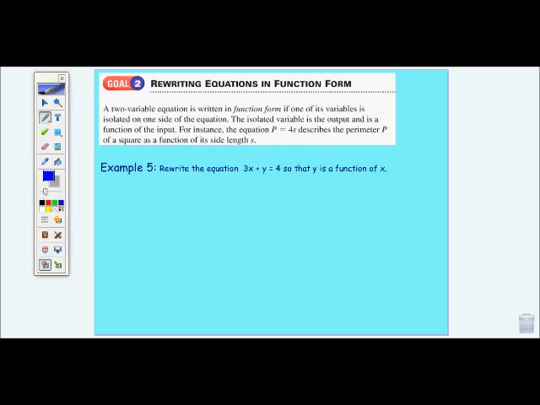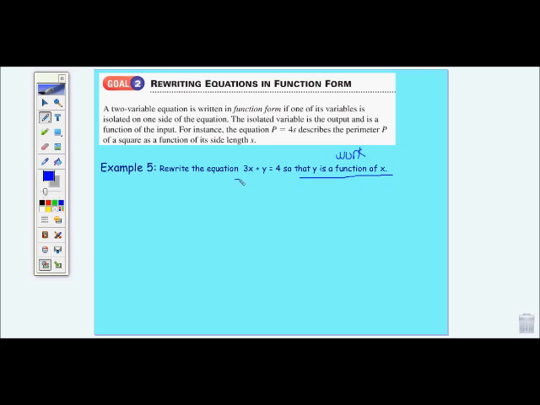Okay, moving on to the next example, we're going to rewrite in function form. So we've taken a whole bunch of formulas and rewritten them. Now we're going to rewrite some equations. To rewrite an equation in function form, it says so that y is a function of x. Function is another word for work. So the work of x is going to give us the result of y. So this time we want to isolate y.